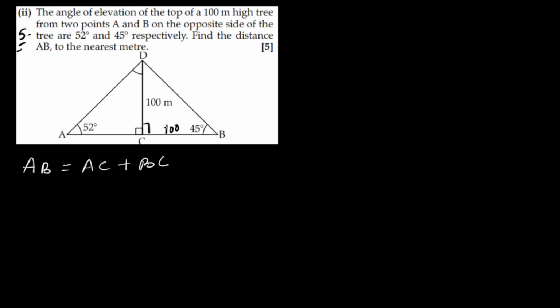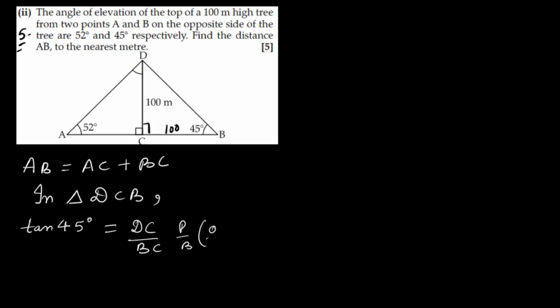If the angle is 45 degrees, then perpendicular and base will be the same. So that means BC will be 100 meters only. But you have to show it. How to write in triangle DCB: tan 45, because the angle is 45, and tan's formula is opposite by adjacent, or perpendicular by base. So this is DC by BC. Tan 45 is equal to 1, DC's value is 100, and BC is 100 meters.